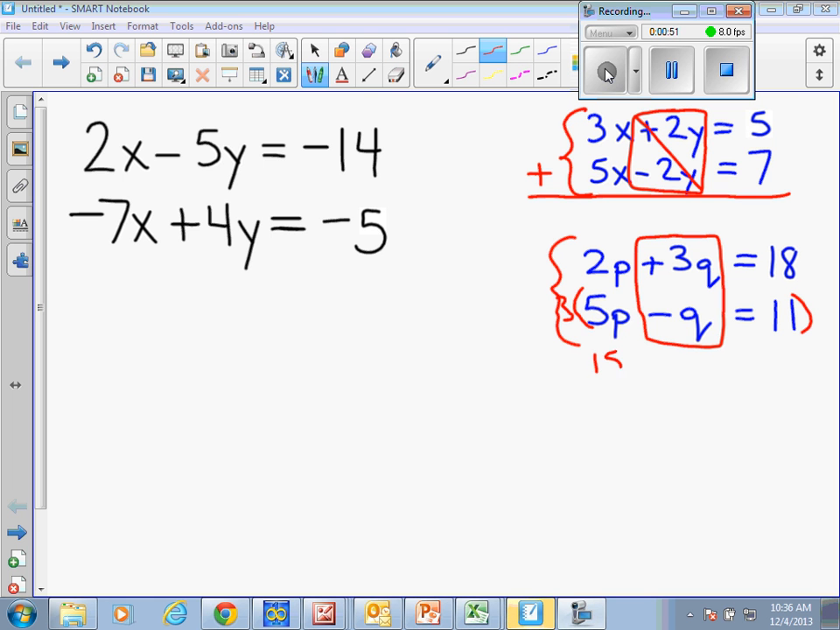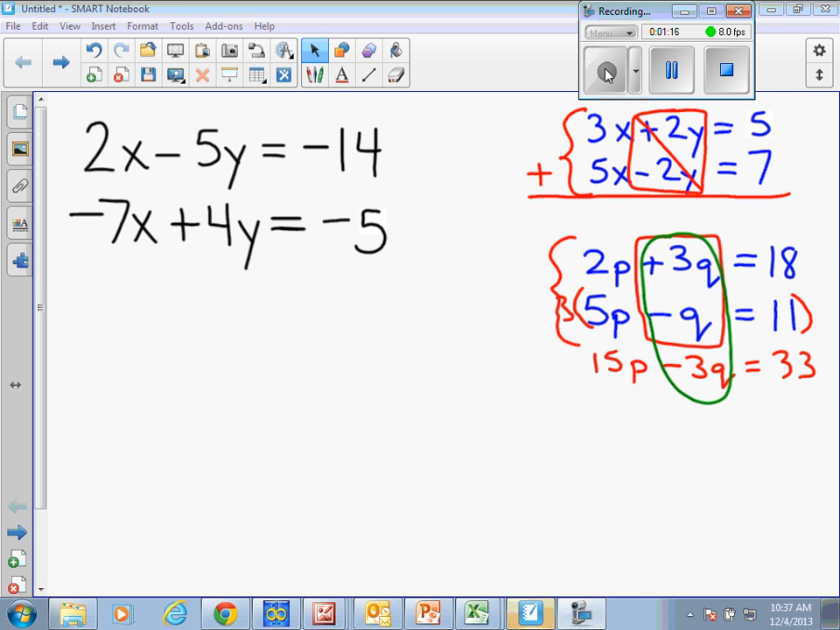We'd have 15p minus 3q equals 33. And now we would have two terms that if I add them would eliminate because they have opposite coefficients. And we multiplied one of the equations in the system in order to make that happen.